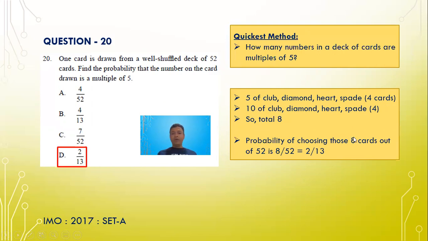So what is the probability of choosing those 8 cards out of 52? It is 8 upon 52. What is 8 upon 52? 8 upon 52 is 2 upon 13, isn't it? 4 twos are 8 and 4 thirteens are 52.